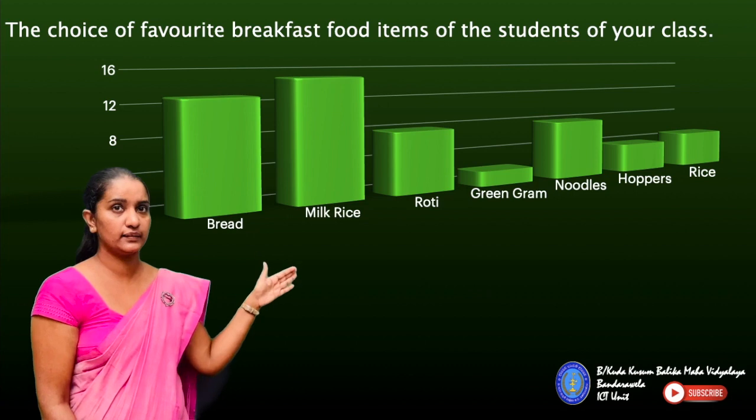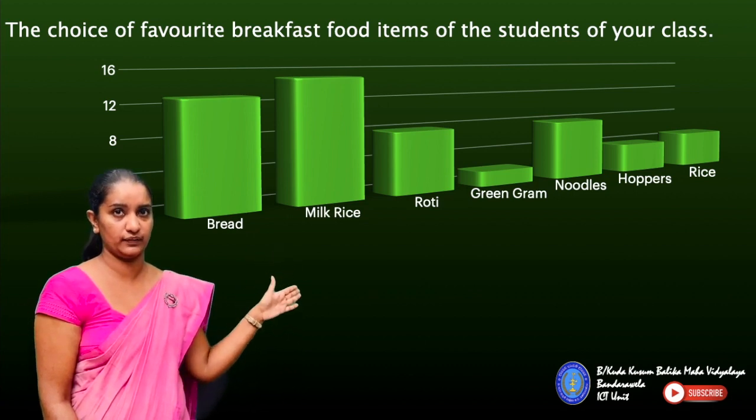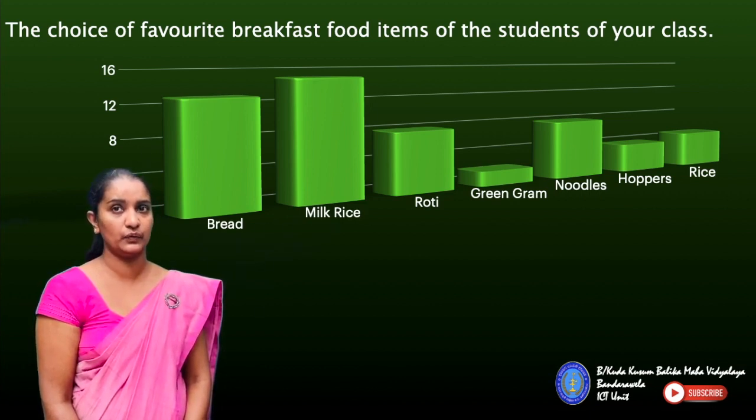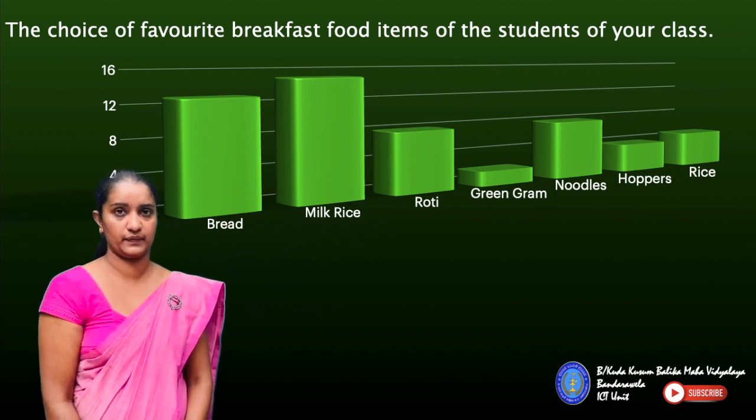And the data is given in figures. Can you count how many items are there? Bread, milk rice, roti, green gram, noodles and hoppers. So there are 7 items.